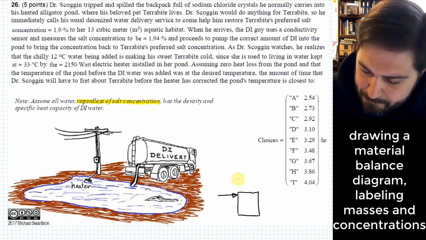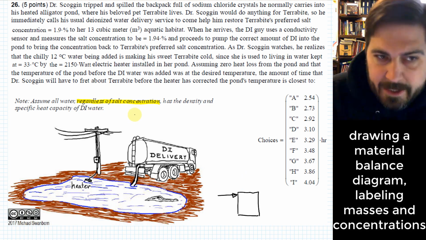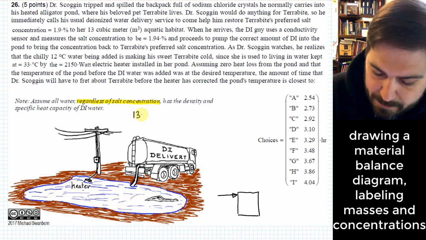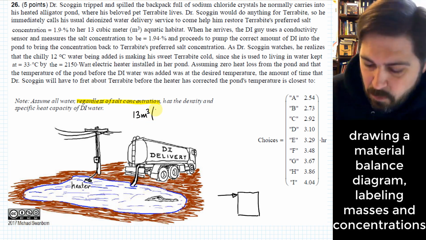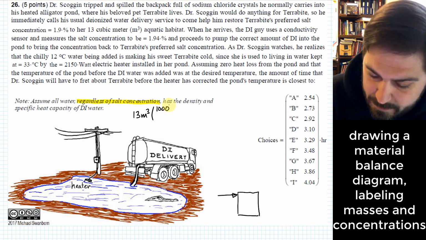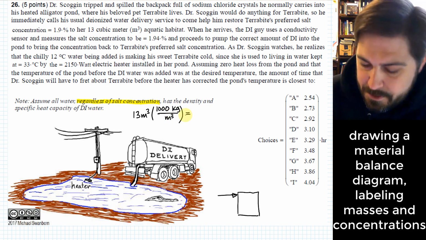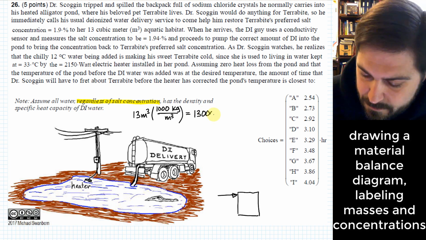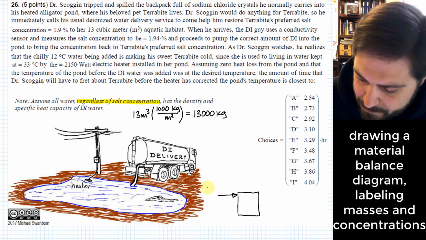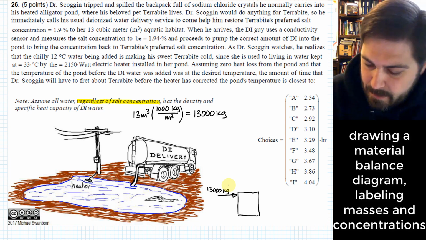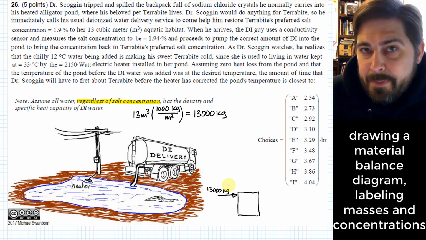So to do that, we'll take 13 cubic meters and multiply it by the density of water, which is going to be 1,000 kilograms per cubic meter. And this is just 13,000 kilograms. And that's what comes in on this flow right here, 13,000 kilograms.